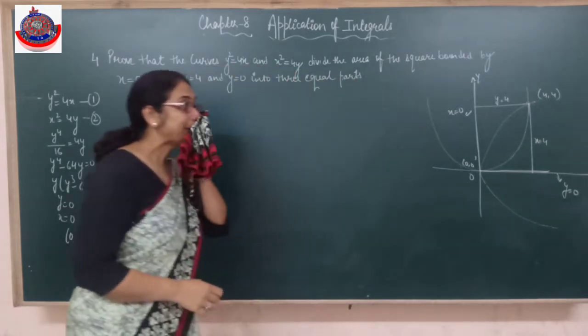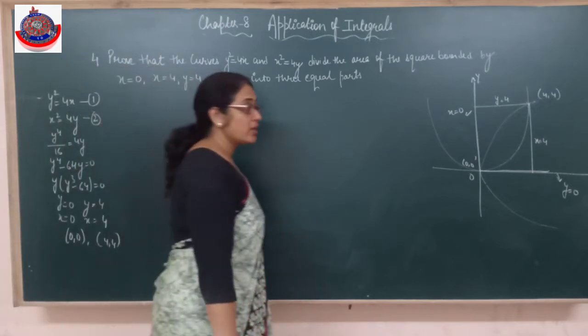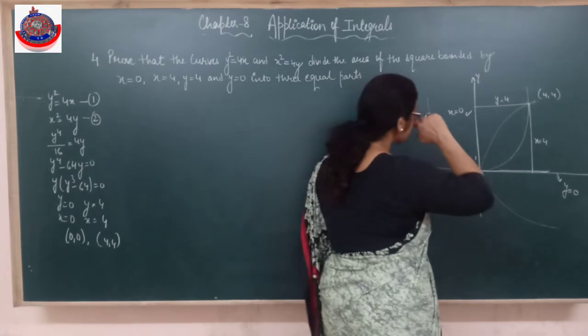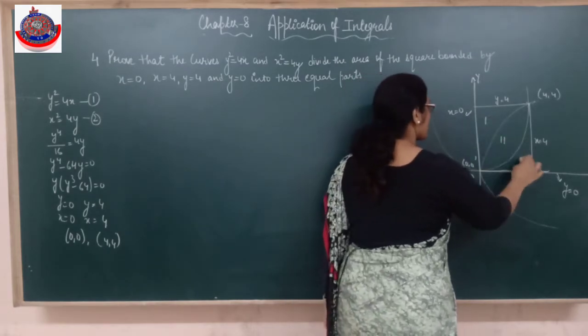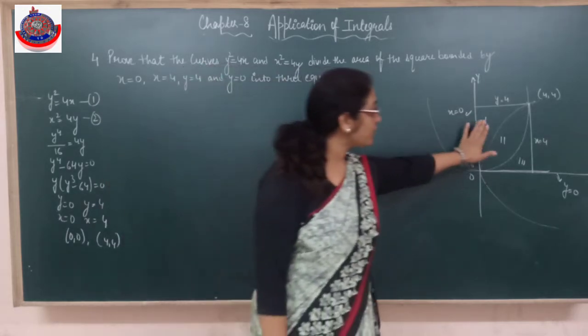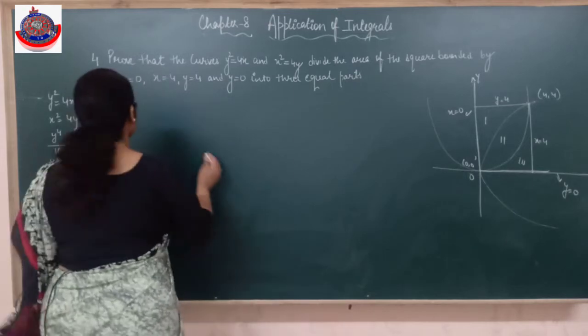Clear? Alright. It says prove that these 2 parabolas divide this square into 3 equal areas. There are 3 equal areas, looks like. अब इन तीनों को मुझे equal proof करना है. I need to prove area 1 is equal to area 2 is equal to area 3. एक एक करके find out करते हैं.